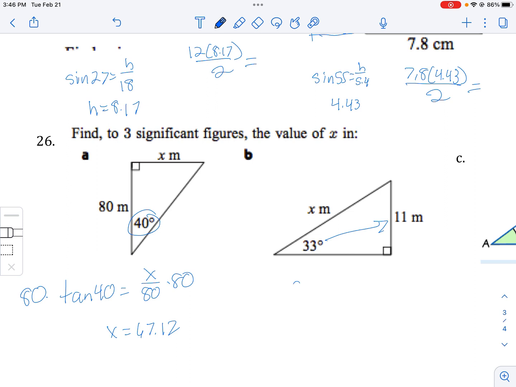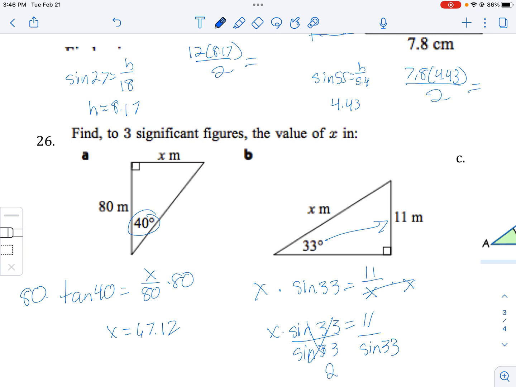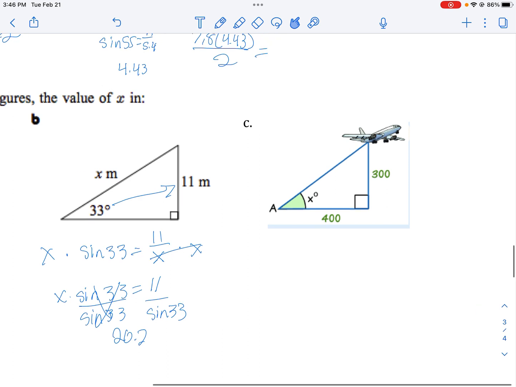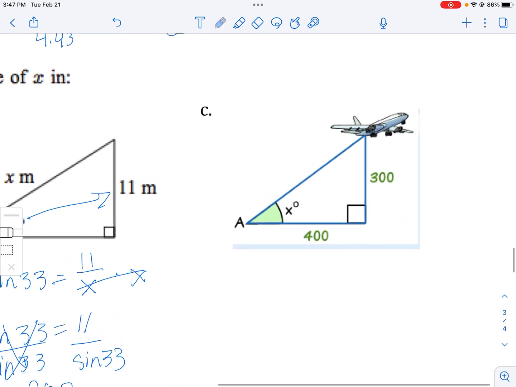So this one, opposite over hypotenuse, so the sine of 33 equals 11 over x. x times the sine of 33 equals 11, divided by the sine of 33, divided by the sine of 33. So we have 11 divided by the sine of 33, so we have 20.2. And this last one, finding an angle is our inverse. So we have to do tan inverse of 300 over 400. So we have 37 degrees.